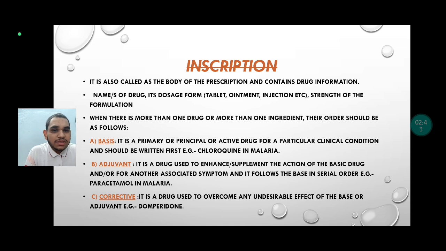Now, the basis. It is the primary or principal active drug for a particular clinical condition and should be written first. Example: chloroquine in malaria. Now, the adjuvant. It is a drug that enhances or supplements the action of the basis drug and or treats another associated symptom, and it follows the basis in serial order. Example: paracetamol in malaria. The corrective: a drug used to overcome any undesirable effect of the basis or adjuvant, etc.